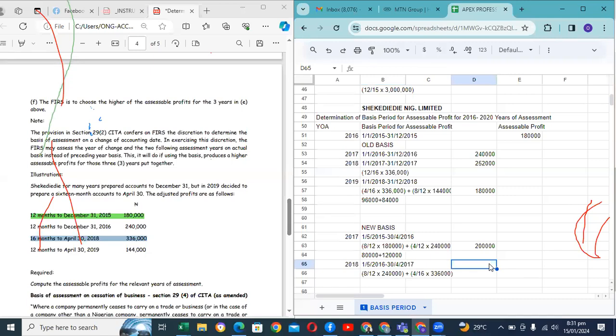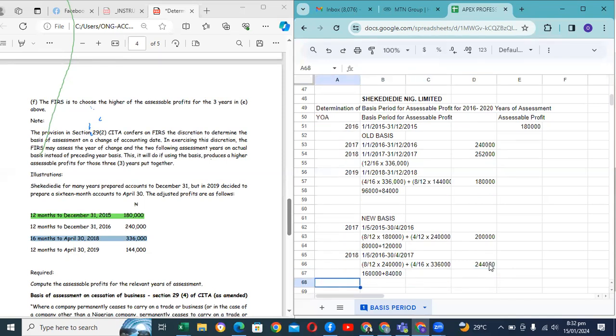Figure me now, please. I'm confused. Yes, sir. I get it now. Okay. Figure me, please. 160. The first one plus 160. Yes. 4,000. Give me the figure. 84,000. The 244,000. So you have 244,000. So I have 2019 year of assessment, Abi.